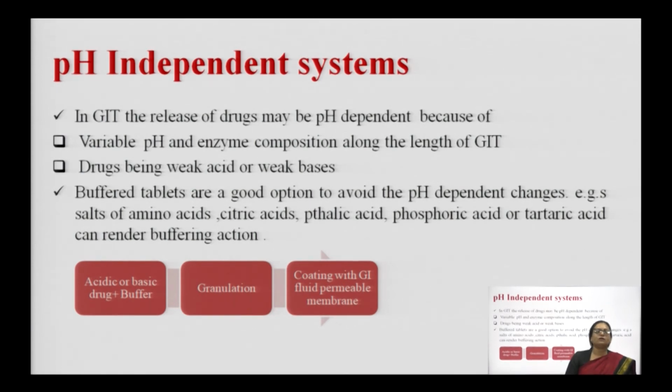Now, this effect of pH can be avoided by making use of pH independent systems, because in case of designing controlled drug delivery systems, our primary aim is to have a drug release at such a rate that a constant plasma level is maintained in the body for the desired duration of the therapy. So, a very important approach of making pH independent systems is making use of buffered tablets.